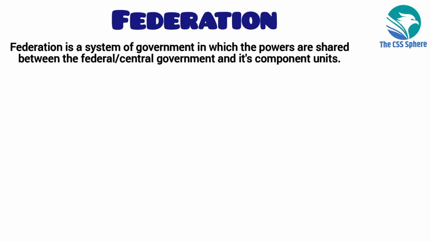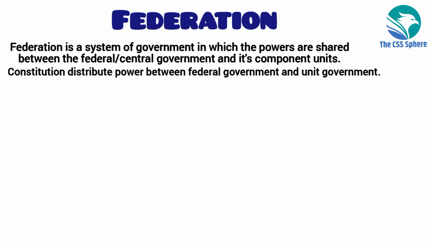Federation. In a simple way, federation is a system of government in which the powers are shared between the federal government or the central government and its component units. It is a type of state in which the constitution distributes power between the federal government and the unit government. Now let me show you a diagram to make it clear what federation is.